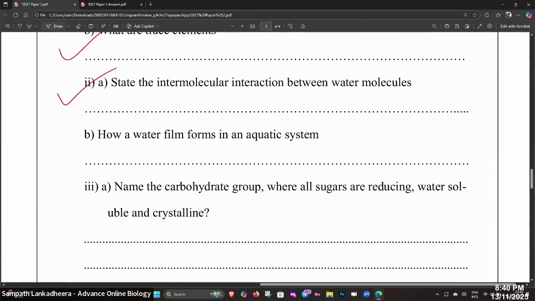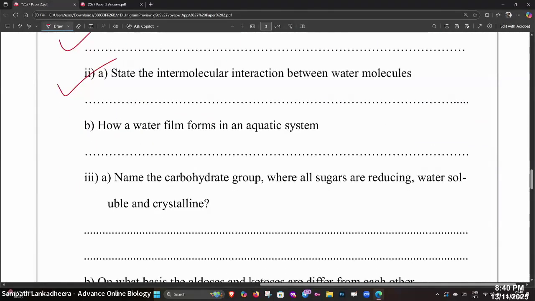Hydrogen bonds. Right? And then next one, people, how water film forms in an aquatic system. The upper surface water molecules are attracted by the lower surface water molecules due to cohesion between water molecules. So we'll take that as the answer for that.